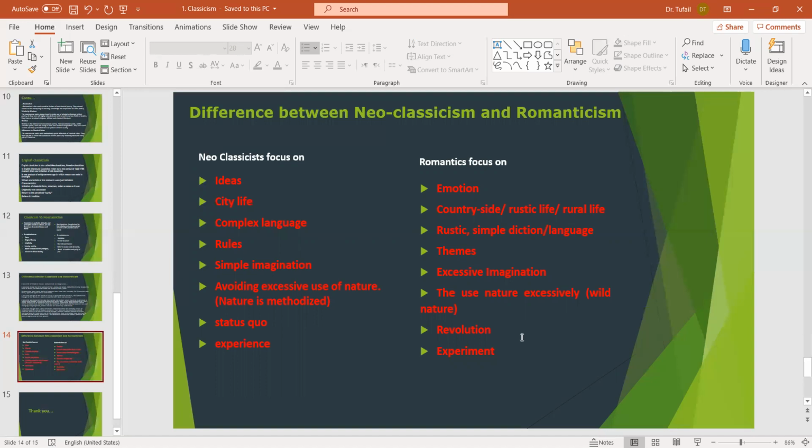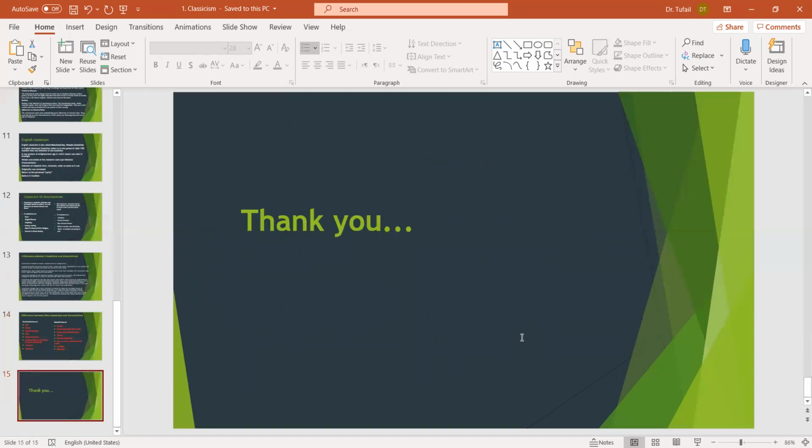So classicism basically ended with romanticism. And in our next class, we will talk about what romanticism is, how romanticism affected literature, and how it left its impact on different studies.